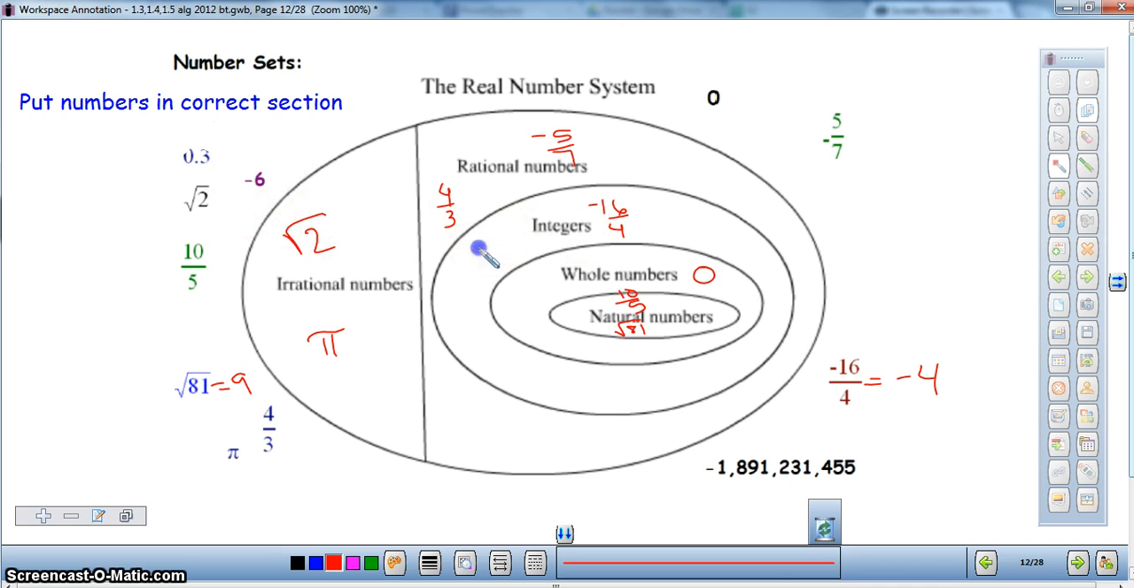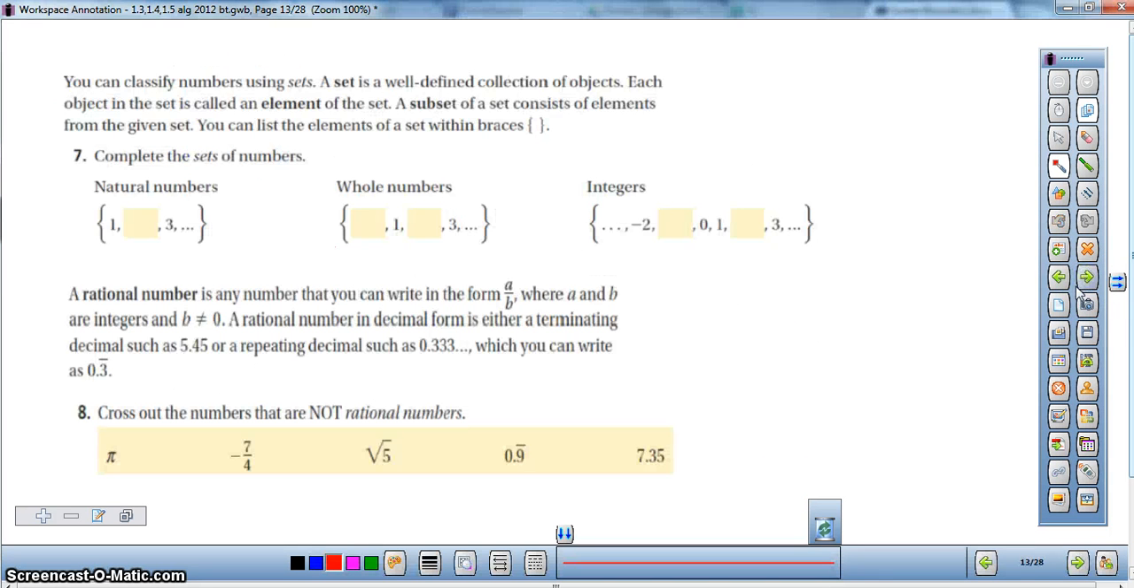-6. -6 is an integer. 0.3. 0.3 is going to be an ending decimal, rational. You could also place these other numbers. If you would look at placing those on your chart, you could also.